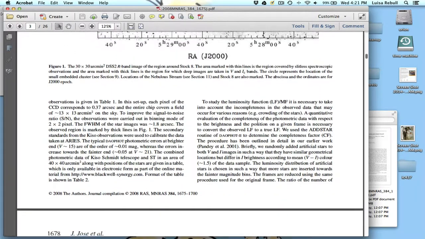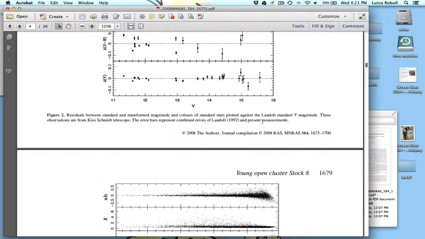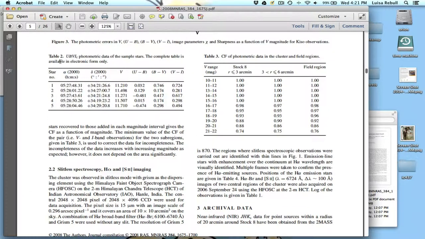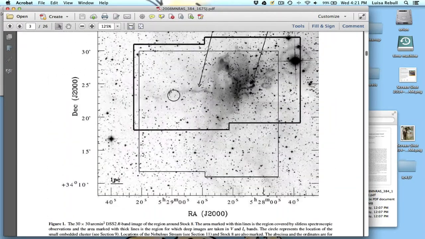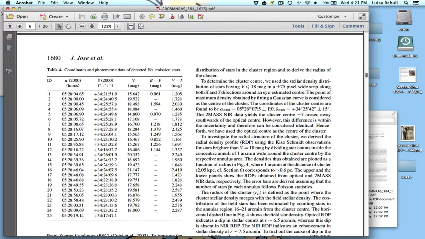Okay. So scrolling down, they have a log of observations table. Yeah, so what? They have stuff about their calibration. Yep, I'm sure they all did a good job, but we don't care about it right now. Table 2, UBVI photometric data. This is the gold mine. The complete table is available in electronic form only, which means that we can download it from that FTP site that I quickly clicked on just to show you that it exists before. This is photometry for everything that they found in that footprint region from whatever figure that was back here. In this, the outline of the big thick region, that is everything in, where did it go? Table 2, wherever it went.